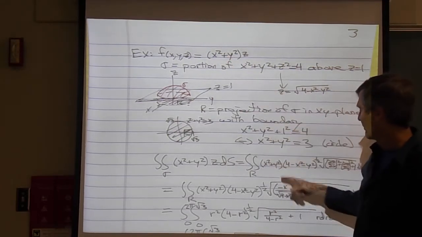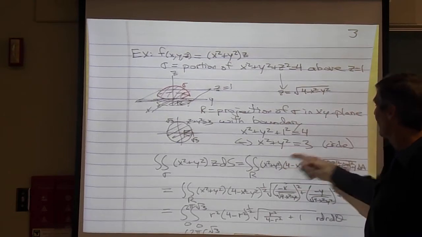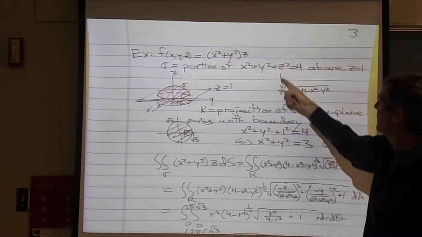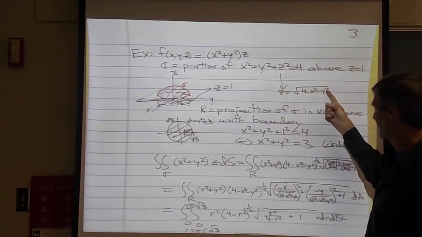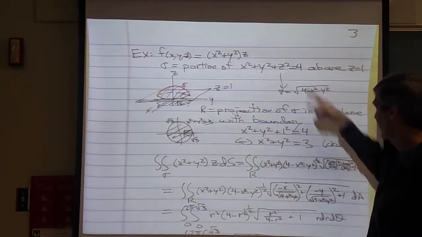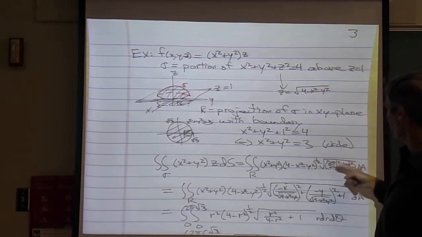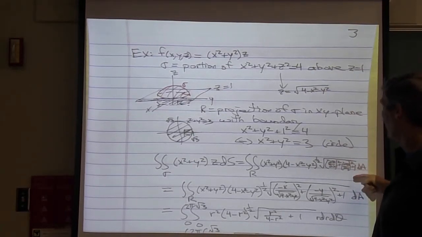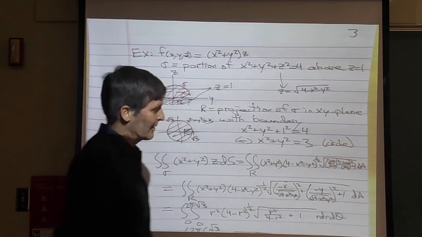The function x squared plus y squared times z gets replaced with its equivalent. Well, from this equation, solve for z: it's the square root of 4 minus x squared minus y squared. So x squared plus y squared times z, solved from the equation, and then the square root of dz/dx squared plus dz/dy squared plus 1 dA. Pretty complicated, these surface integrals.